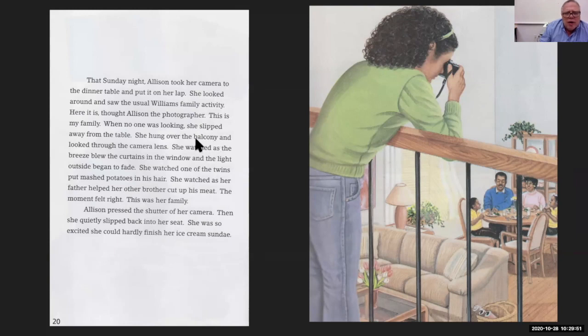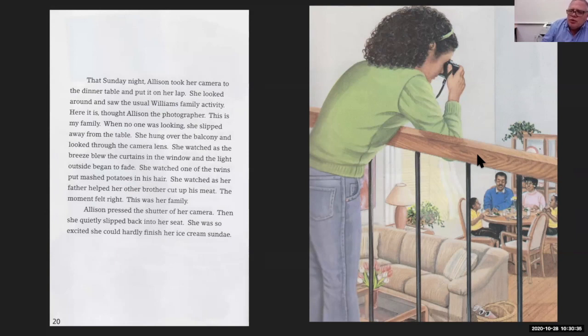Here's a word I'm not sure that we often see, or some of us may not even know. Maybe we'd know. Maybe we have something like this at home as well. If so, you can make a connection. But balcony, what is a balcony? If we were to read this word, she hung over the balcony, and we didn't understand what it meant, what we could do is read around it. She hung over the balcony and looked through the camera lens. We can also look at the picture that is given to us, and we can see she's hanging over this structure, this balcony. That must be what balcony means.